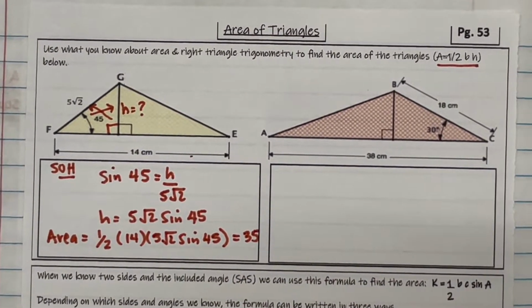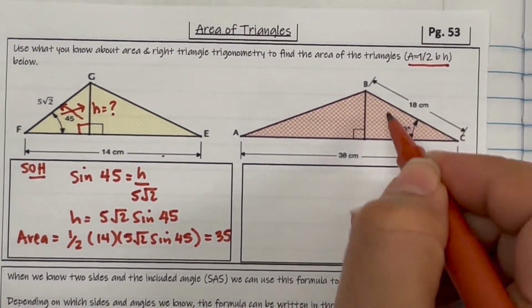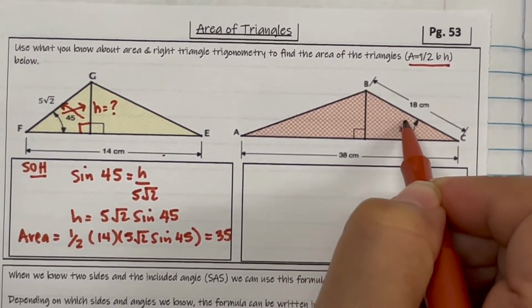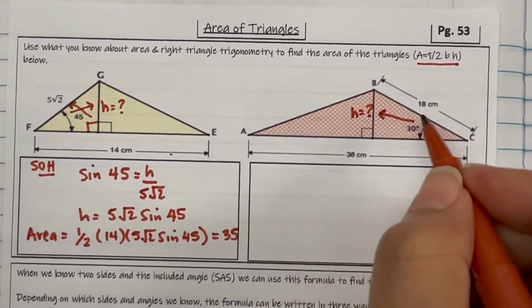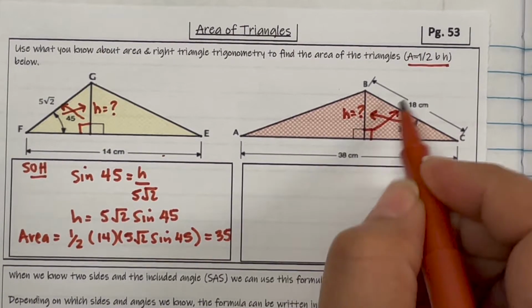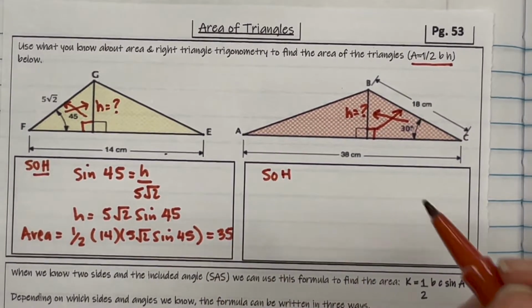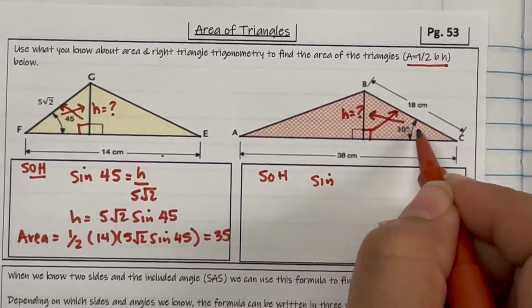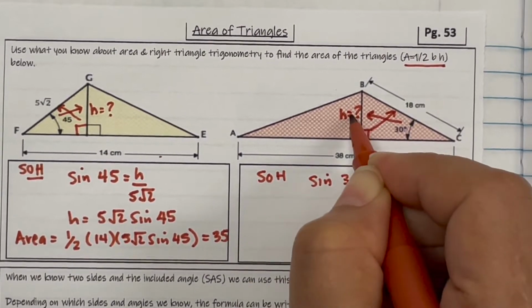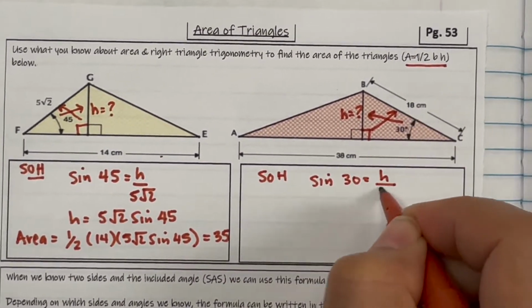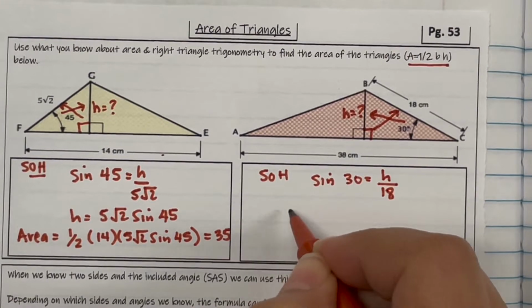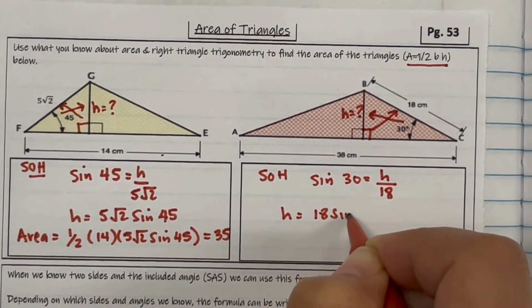Okay, doing another problem, similar thing. We're given some information. We're trying to find the area, so it's a half base times the height. So I need to find what h is equal to. I know that this is the hypotenuse. So I need opposite and hypotenuse, so we're using sine again. So setting that up, sine of the angle, which is 30, is equal to the opposite, which is h, over the hypotenuse, which is 18. Multiply both sides by 18. We're going to get 18 sine 30.